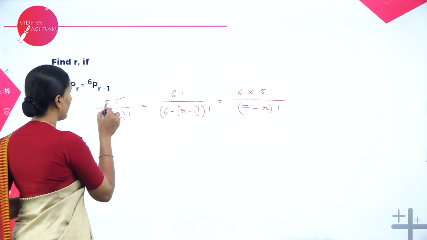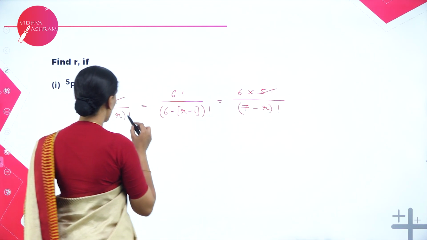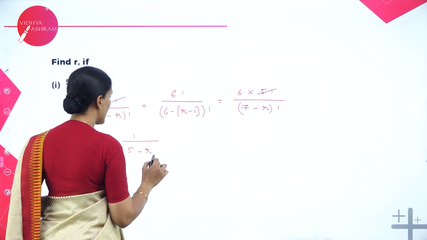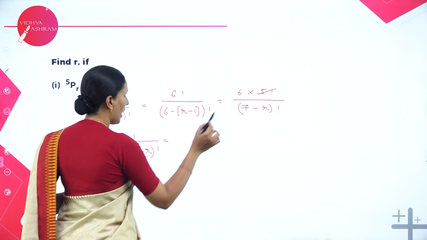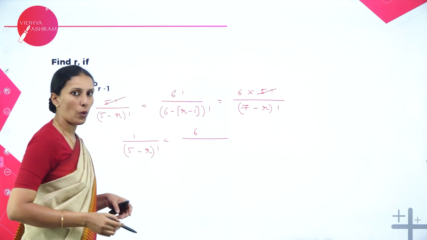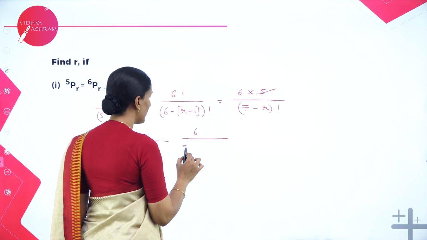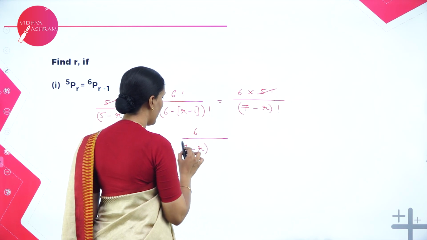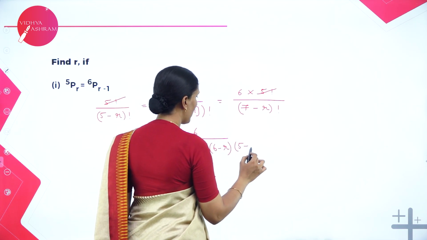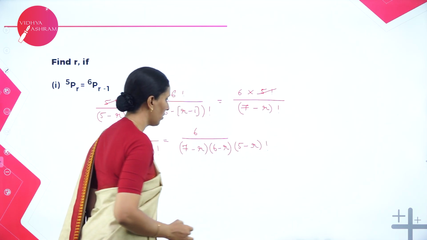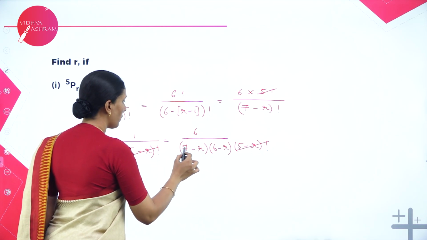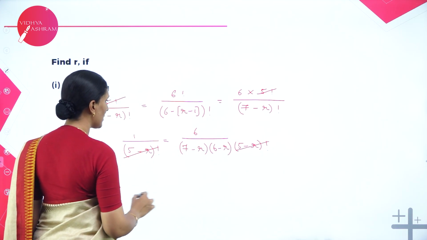Now I can cancel 5 factorial on both sides. So here we have 1 divided by (5 minus r) factorial, and here we have 6 divided by (7 minus r) factorial. If we go on subtracting 1, we get (7 minus r) into (6 minus r) into (5 minus r) factorial. Now we can cancel (5 minus r) factorial on both sides. So we have (7 minus r)(6 minus r).